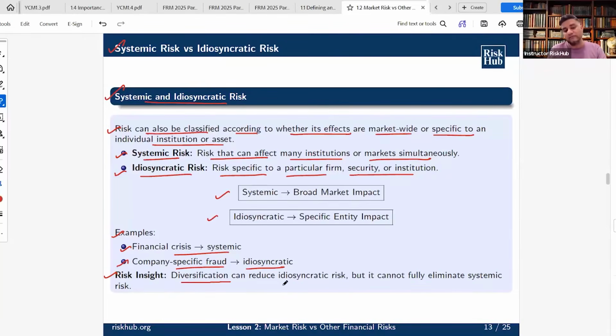Diversification can reduce idiosyncratic risk, but it cannot fully eliminate systemic risk. Again, the slide adds a second axis of classification: whether the effect is market-wide or specific to one entity. Systemic risk means the risk that hits many institutions and markets at the same time. Idiosyncratic risk is specific to one firm, security, or institution. Systemic leads to broad market impact, as I told, right? Idiosyncratic means specific entity impact. The financial crisis is systemic. Company-specific fraud is idiosyncratic. The stated consequence is that diversification reduces idiosyncratic risk but cannot remove systemic risk.